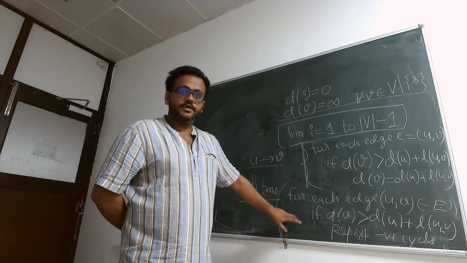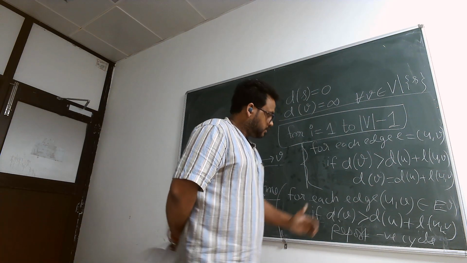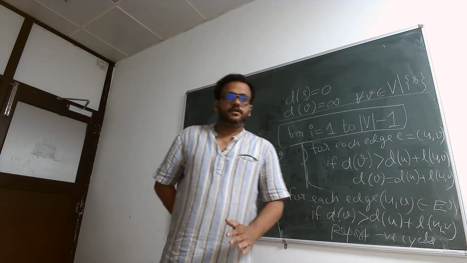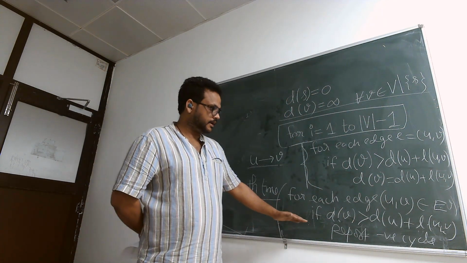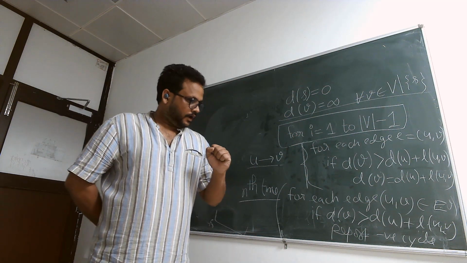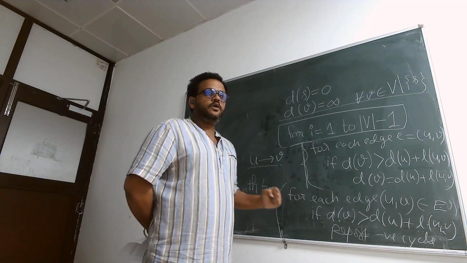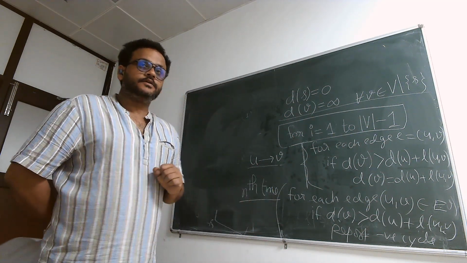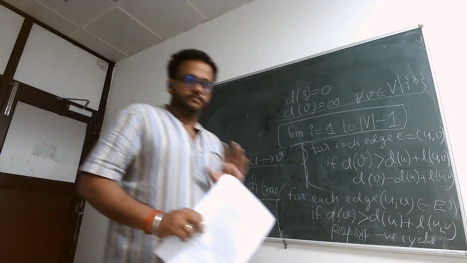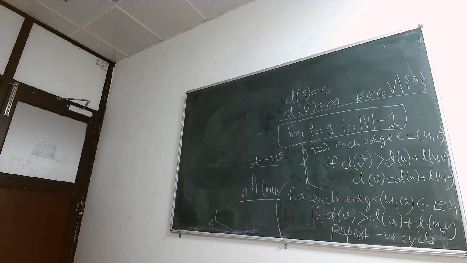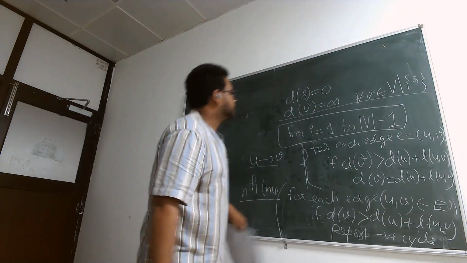Why does it work? Why will this give you a negative cycle? You will see the proof of why it will have a negative cycle. Okay, so maybe I will skip the proof. So let me do one thing. Let me show you the time complexity.